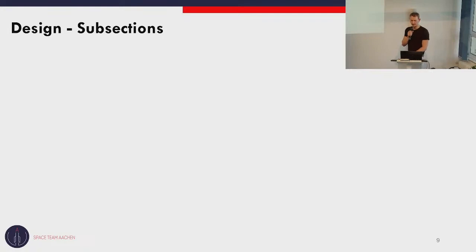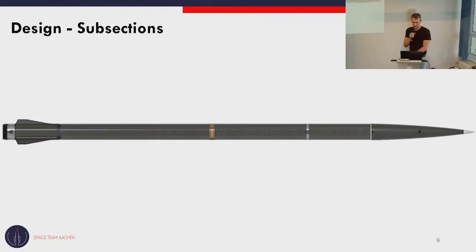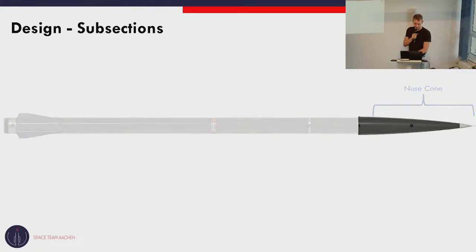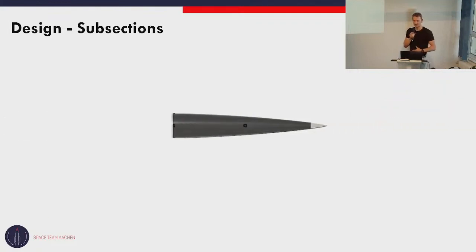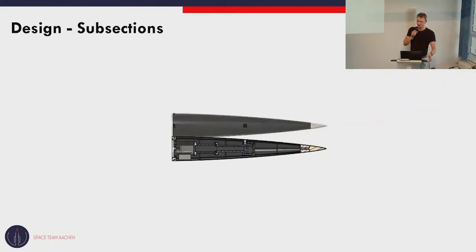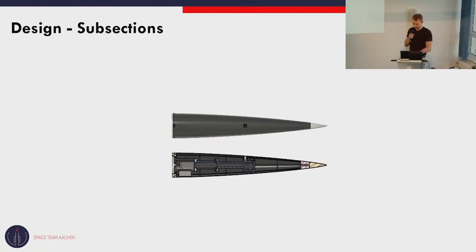Next up, I want to talk about the different sections of the rocket. Let's start with the nose cone of the rocket. So that's the nose cone part, and the nose cone consists of the nose cone body itself and the tip. The nose cone tip is made of aluminum and functions basically as a heat absorber. Also, we have a thermal and a pressure sensor located there.